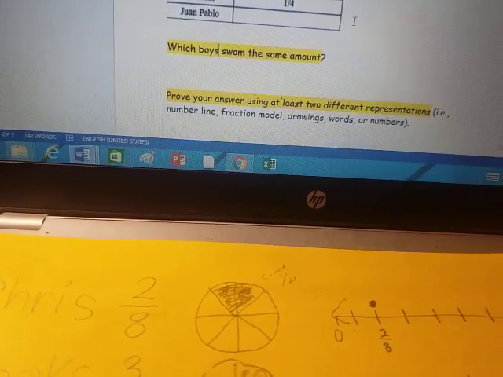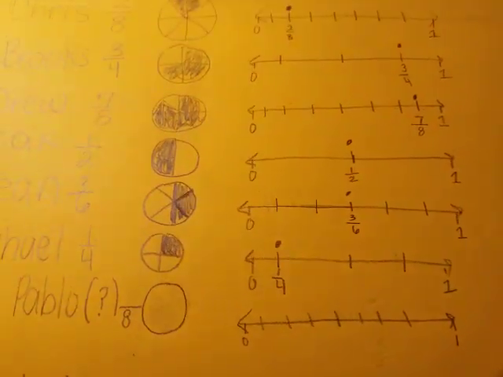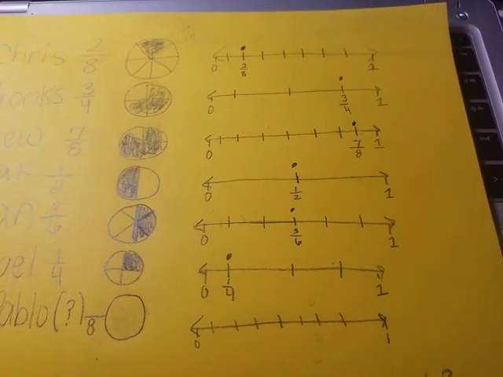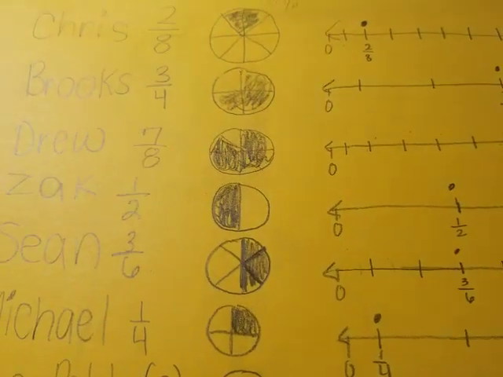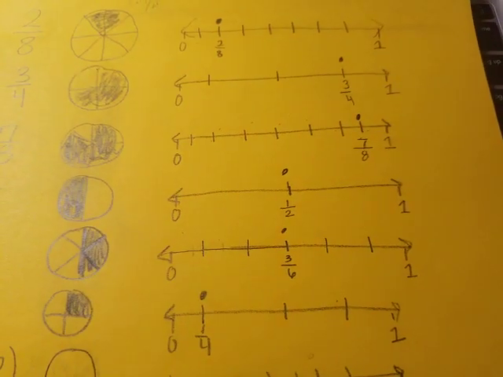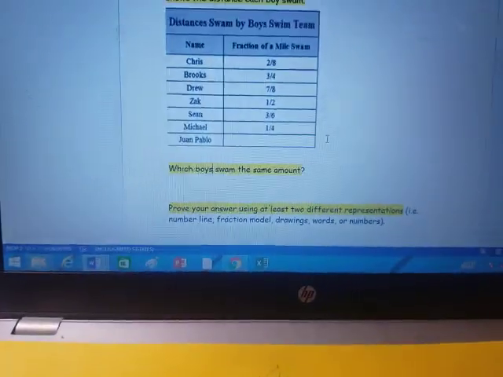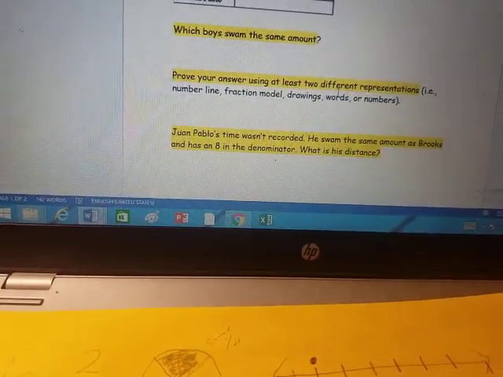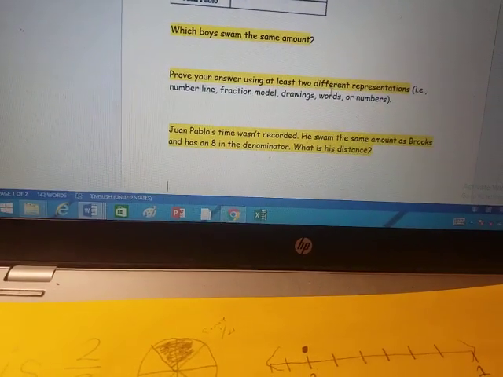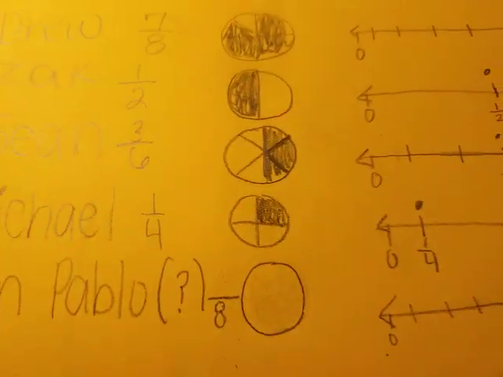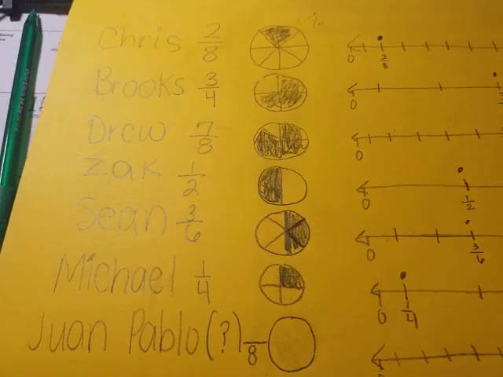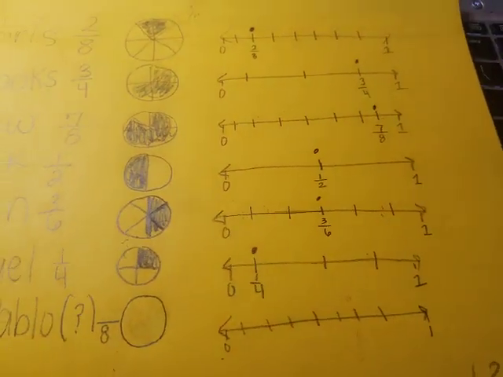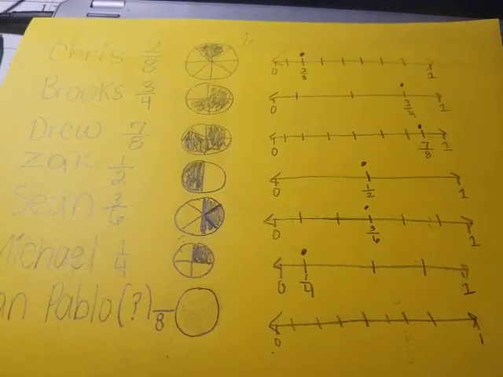Okay? Then your next question says, prove your answer by using 2 different ways to represent. Now, as you could see, I also did number lines. So that's 2 ways right there, boys and girls. You drew a picture and you drew a number line. So please, for number 2, tell me the 2 boys again, and then show me 2 different ways to show the two boys. If I were you, I would draw the shape, and then I would draw the number line just for the two boys that swam the same amount.